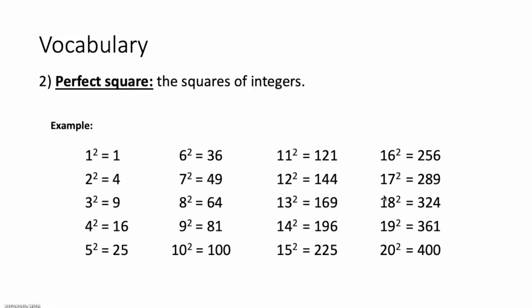A perfect square is the square of an integer. So here you can see we have 20 different perfect squares. A square of an integer, so our integers, remember, are -1, 1, -2, +2, -3, +3. So if you square those, you end up getting a perfect square. So that would be 1, 4, 9, 16, 25, 36, 49, 64, 81, 100, 121, 144, 169, 196, 225, 256, 289, 324, 361, and 400. Those are your perfect squares.